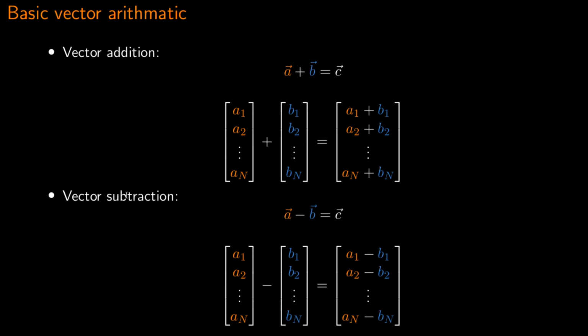Very simple. Likewise, vector subtraction, vector A minus vector B equals vector C. We have exactly the same, and here in our result C we just get A1 minus B1, A2 minus B2 through to AN minus Bn. So that's really very basic, so really nothing much to do there.